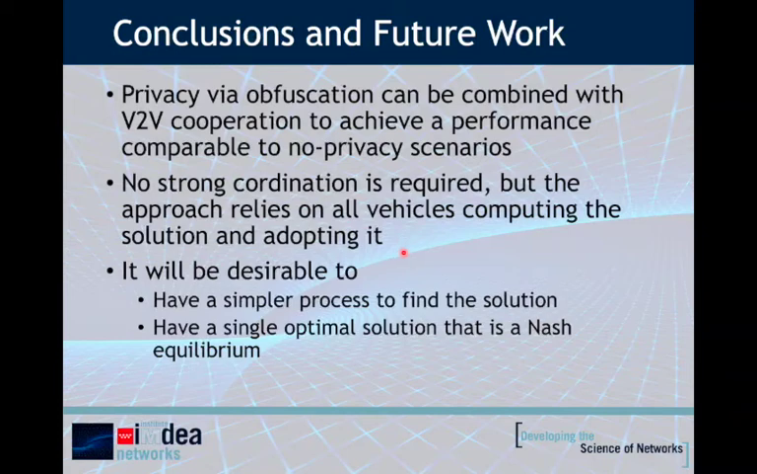So what we would like to do in future work is to see whether we can find a solution using a much simpler process, because the algorithm to find the optimal solution that we have now is quite involved. I invite you to see the details in the paper. And we would like to have this optimal solution be a single Nash equilibrium, so all the vehicles have an incentive to use exactly that particular solution.